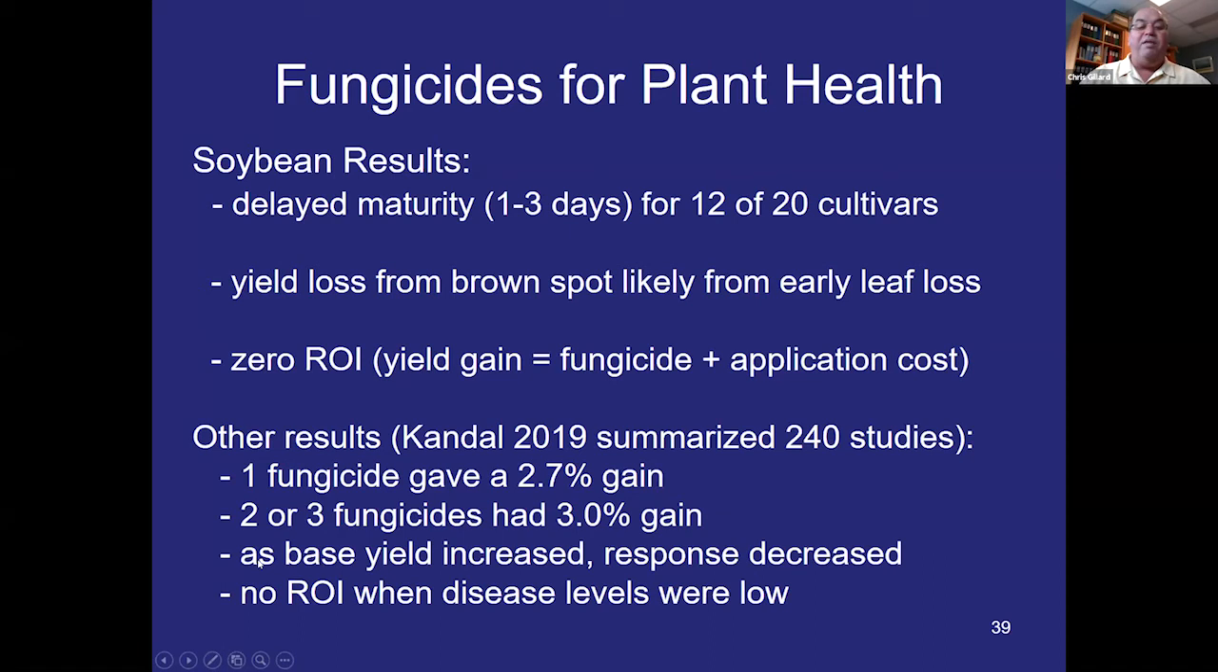This is probably the most interesting fact from their study, where they found that as base yield increased, the response decreased. So in other words, it was the low yielding sites that gave the greatest fungicide response, which I was quite surprised about. And they had no return on investment when disease pressures were low. They just did not get enough of a yield bump to justify fungicide use. Okay.